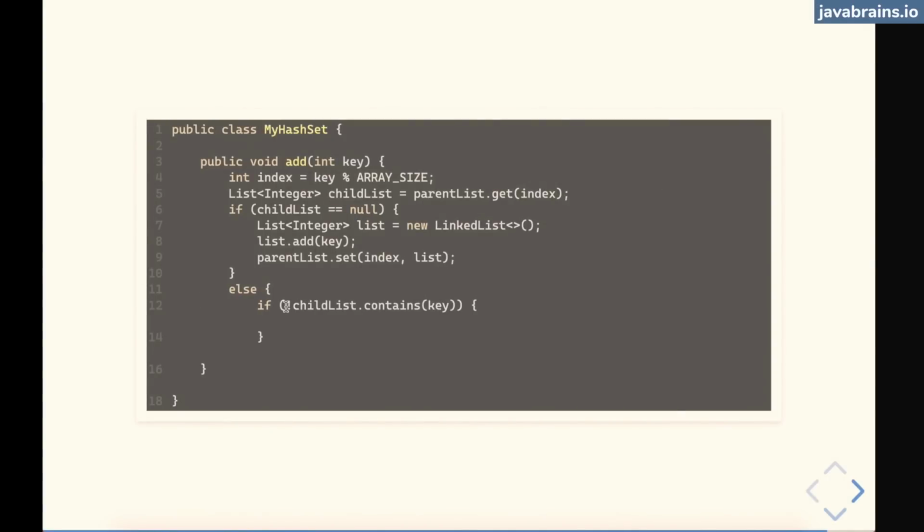If it does not contain the element, only then do I add it to that child list. There's a list already there and it does not contain the element, so I'm going to add it. If it does contain the element, what do I need to do? I don't need to do anything. It's done. My job is done. All right, that is add.